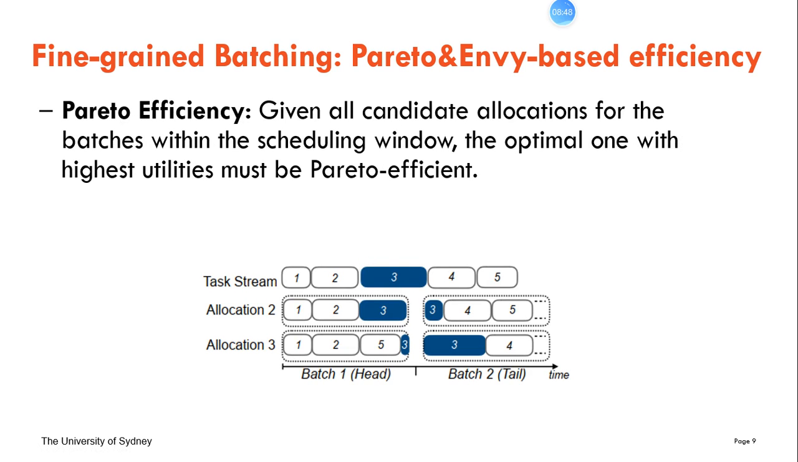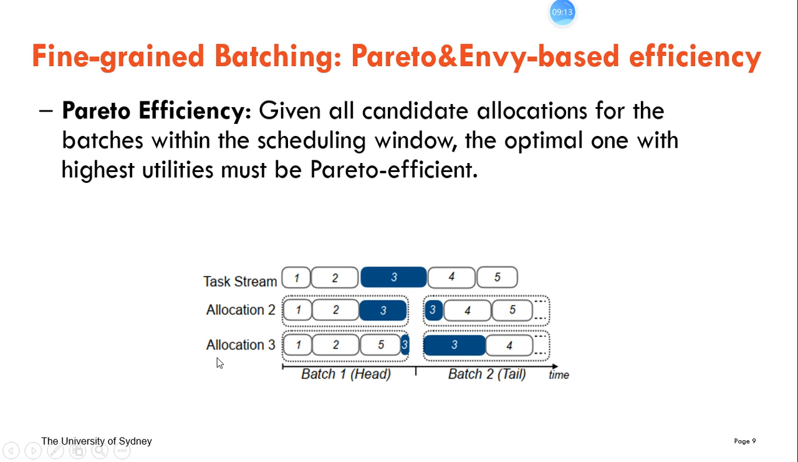We also gave some basic concept of Pareto efficiency for the task batching problem. Given all candidate allocations for the batches within one scheduling window, the optimal one with the highest utilities must be Pareto efficient. Here is another example.